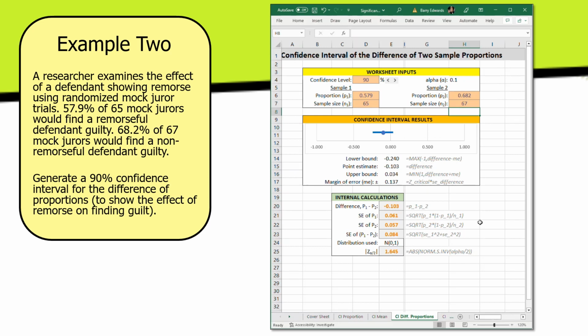Okay, so let's look at our plotted results here of the confidence level. The point estimate is a decrease in the probability of guilt by 0.103. The lower bound of the estimate is negative 0.240, and the upper bound of the estimate is 0.034. So to report this confidence interval, I would say the 90% confidence interval of the difference of proportions has a lower bound of minus 0.24 and an upper bound of 0.034. The possible values would be anything within that range with 90% confidence.